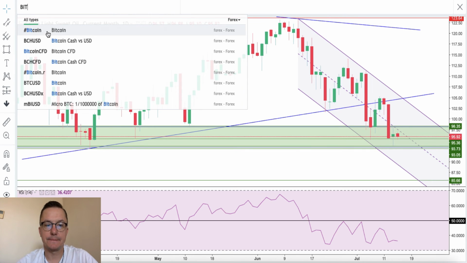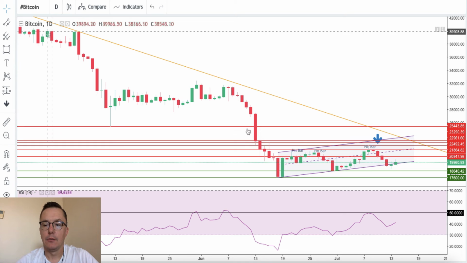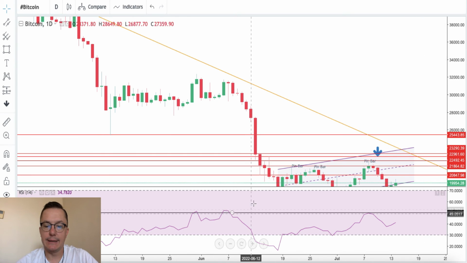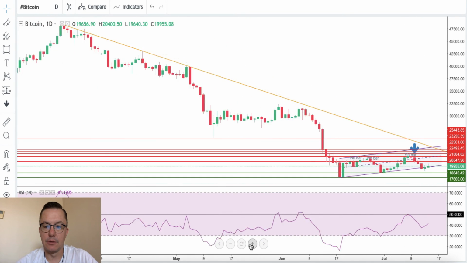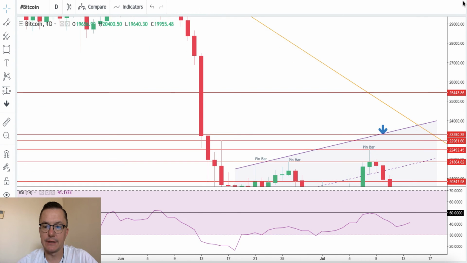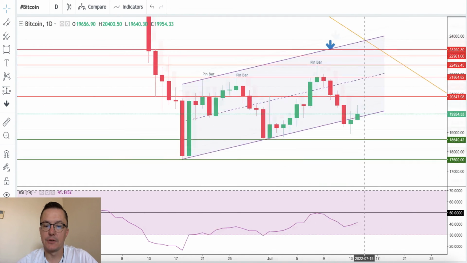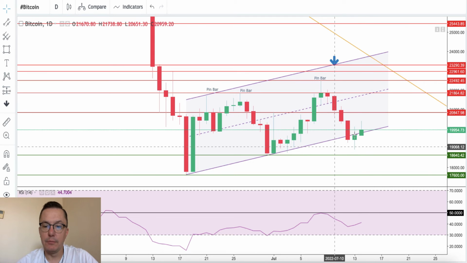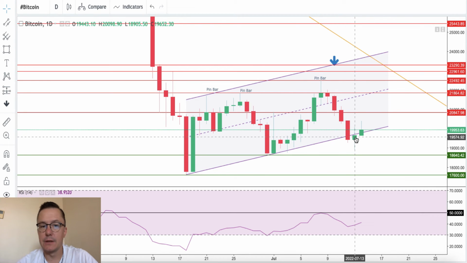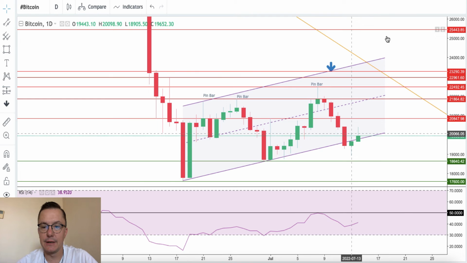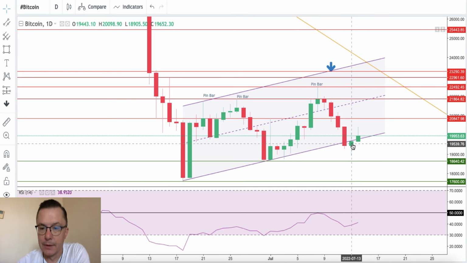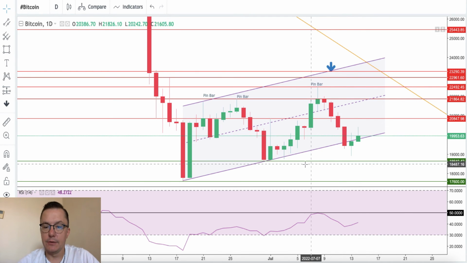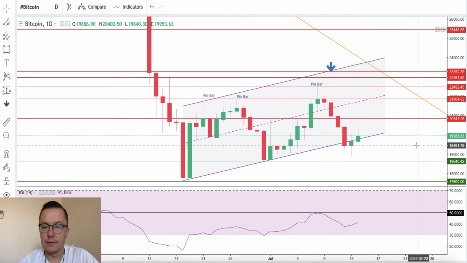What is Bitcoin doing? Well, Bitcoin again tested the lower channel line. So what we have here is a clear test, and unfortunately, we broke below this lower channel line. However, this looks like a pin bar. The low was made at 18,905.